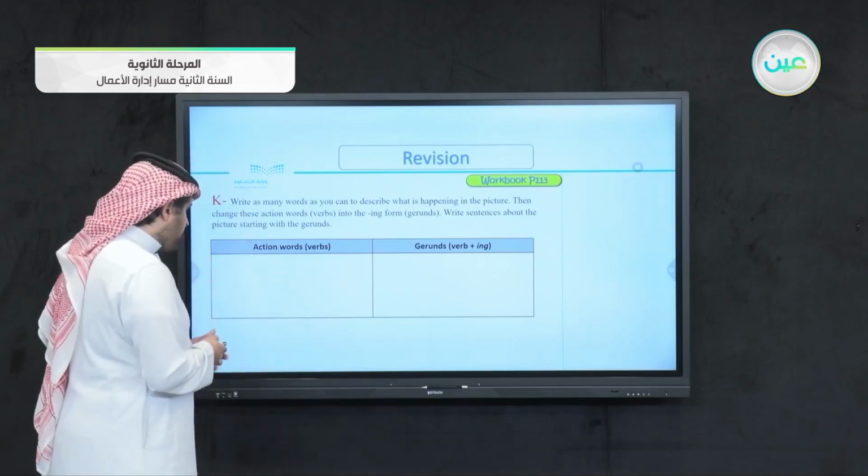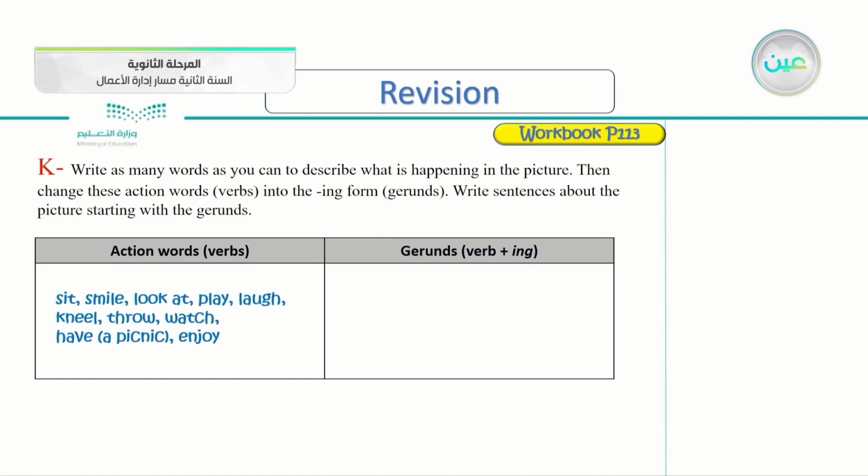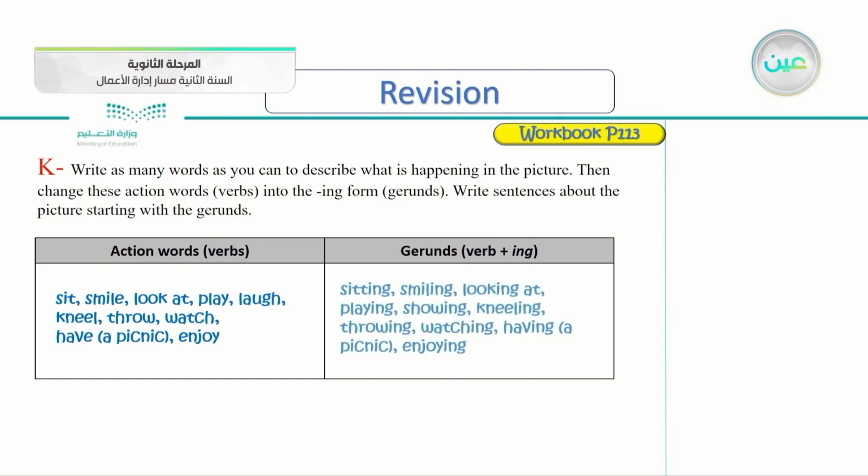So let's see some of the verbs that I came up with. Sit, smile, look at, play, laugh, kneel, throw, watch, have a picnic, of course, enjoy. So these are some of the actions or the verbs that I've seen in the picture. What about the gerunds? The gerunds, of course, are the verb plus the ing. Let's see the answer here. Sitting, smiling, looking at, playing, showing, kneeling, throwing, watching, having a picnic, and enjoying. So a gerund is the same as the verb, but we add ing.